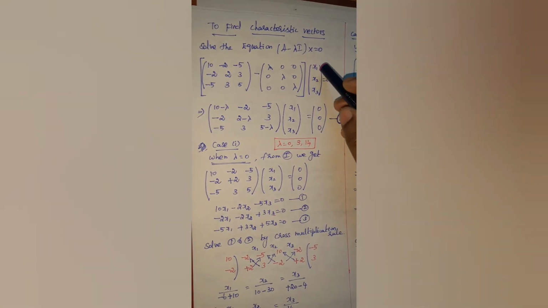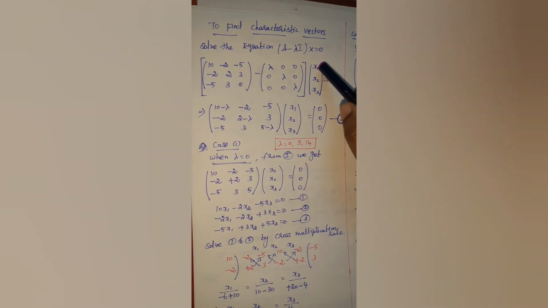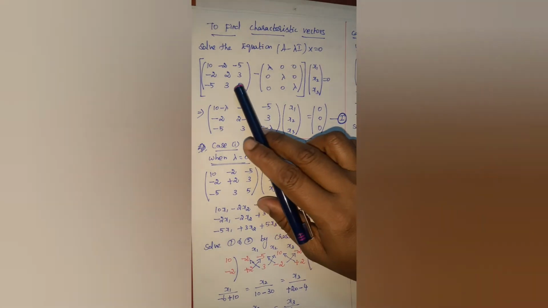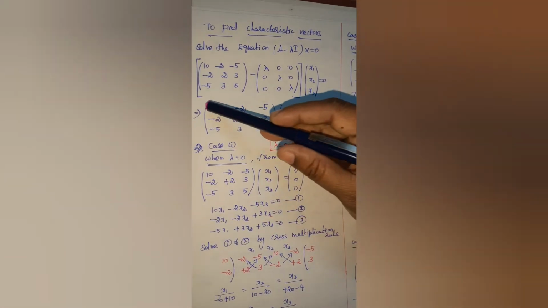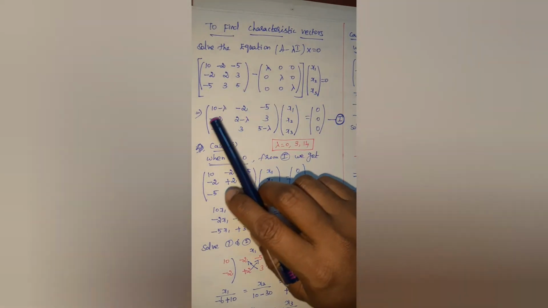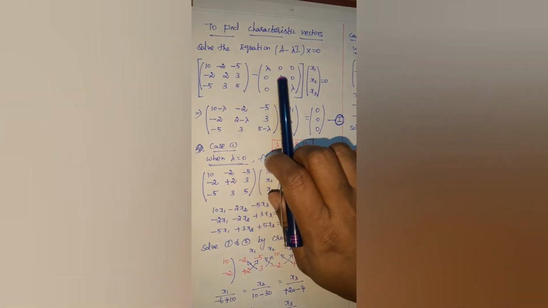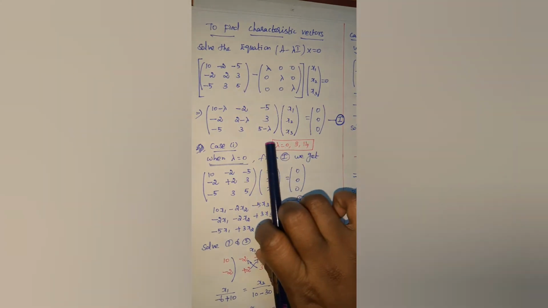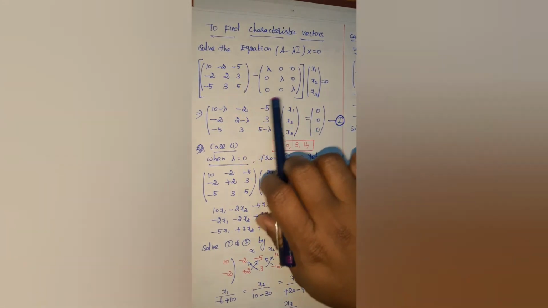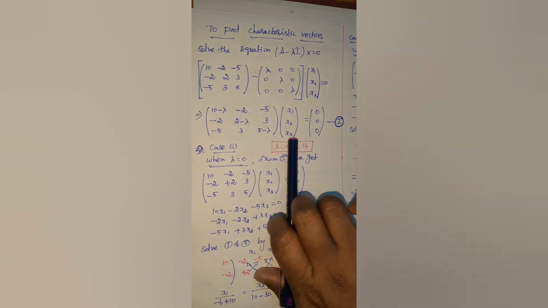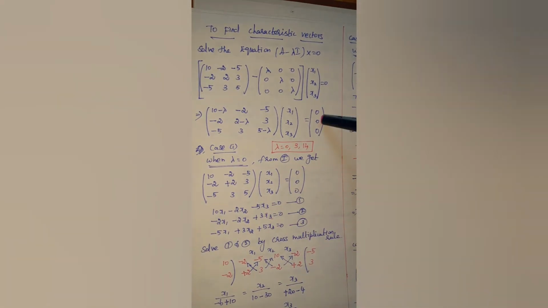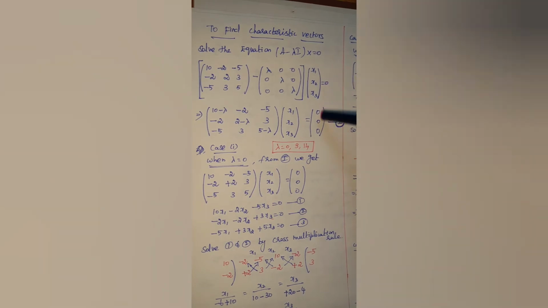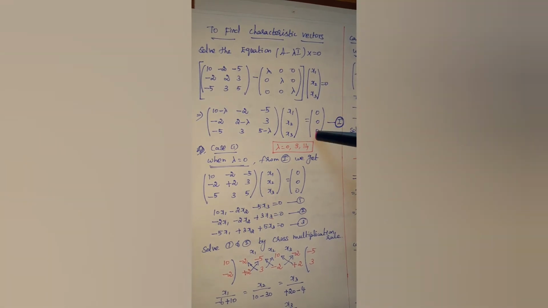Since it is a 3 by 3 matrix, you take only 3 variables x1, x2, x3 which equals 0. Now you just subtract these two matrices. When you subtract these two matrices, only the diagonal entries will change. It will become 10 minus lambda, 2 minus lambda, 5 minus lambda, right? So this is (A minus lambda I) into x equal to 0, where 0 is written as the column matrix 0, 0, 0, right?